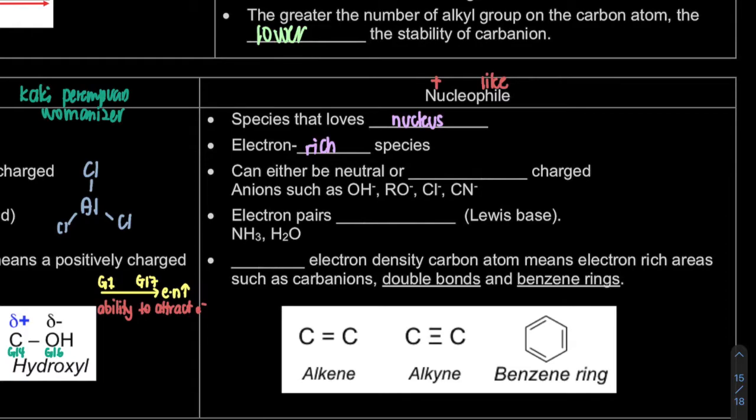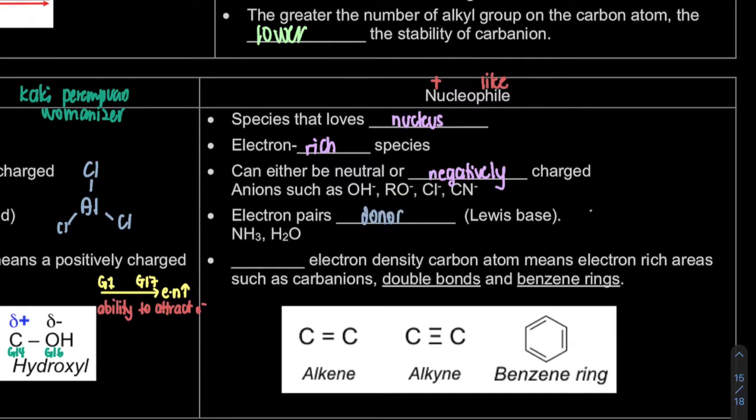Okay, so a nucleophile can be either neutral or negatively charged, sebab dia dah electron rich kan? So it would love the nucleus. That's why negatively charged is an easy hint to know that it is a nucleophile. And an electron pair donor, ataupun Lewis base itself, is actually an example of your nucleophile.